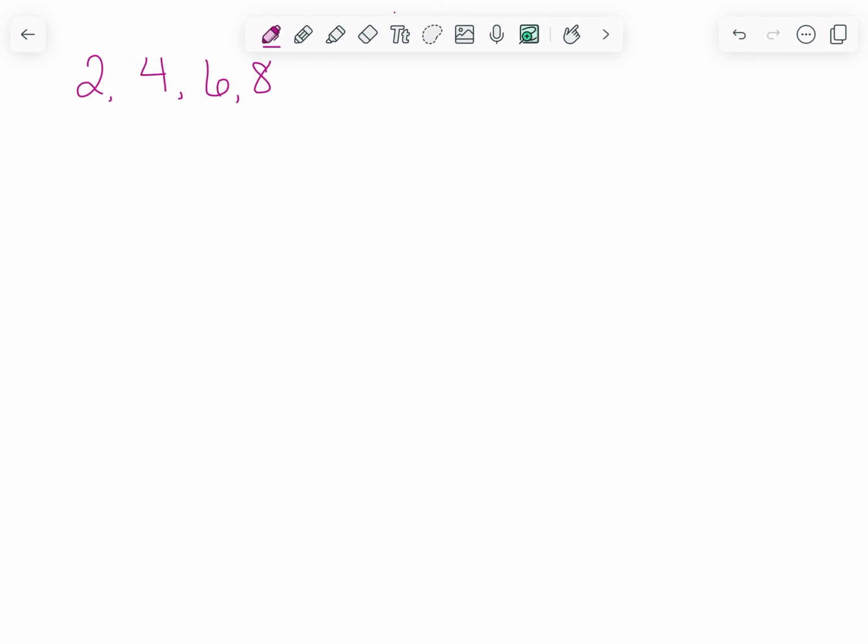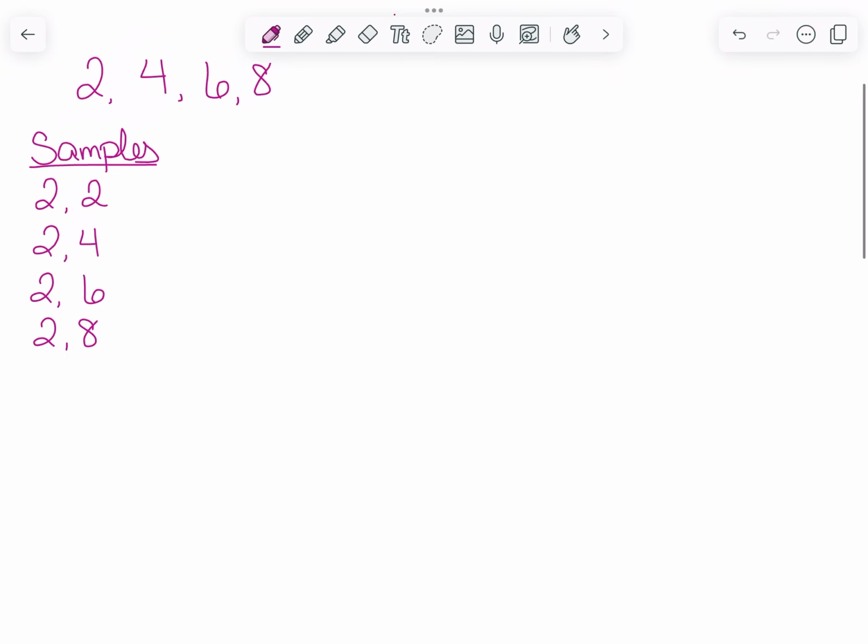I want to start by thinking about all of the samples of size 2 with replacement. So I want to look at all the ways I can get groups of 2, but I am allowed to pick the same person twice. I'm going to start by assuming I pick the person who scored a 2 first. Then for my second person, I could pick the 2, 4, 6, or 8. So I have 4 samples for that.